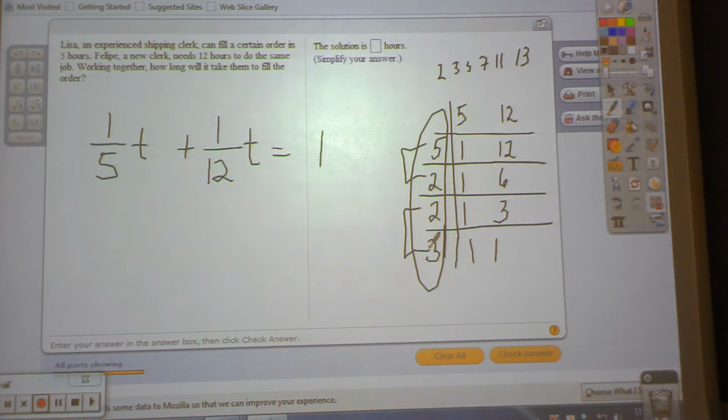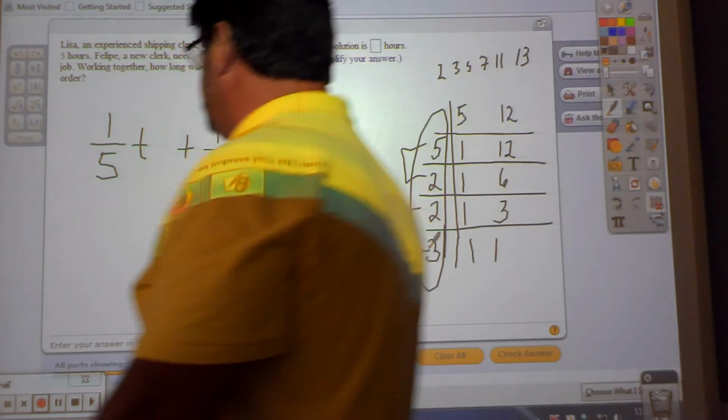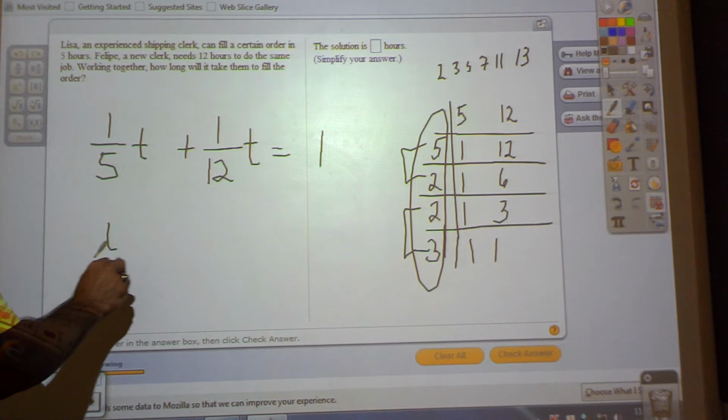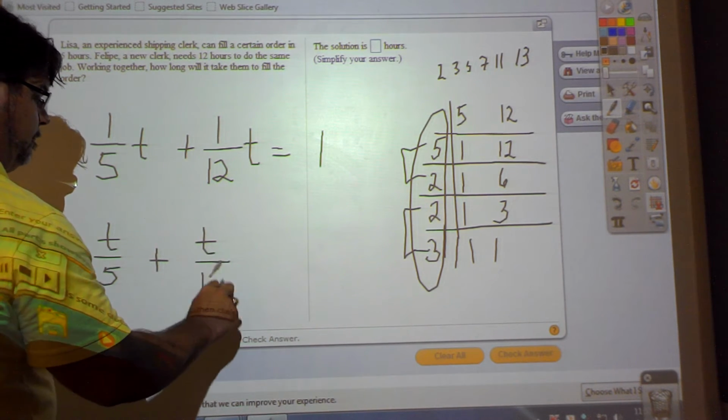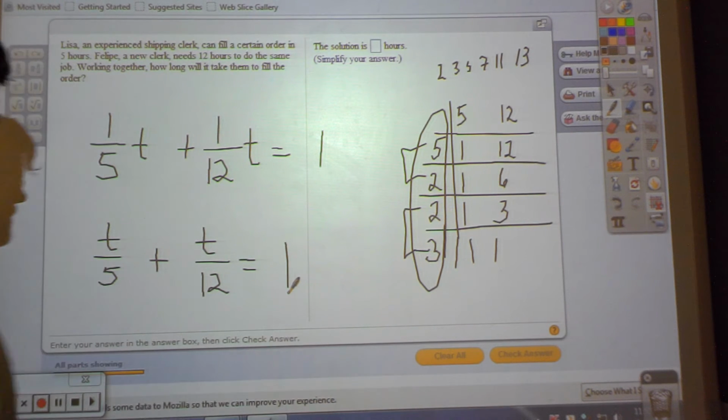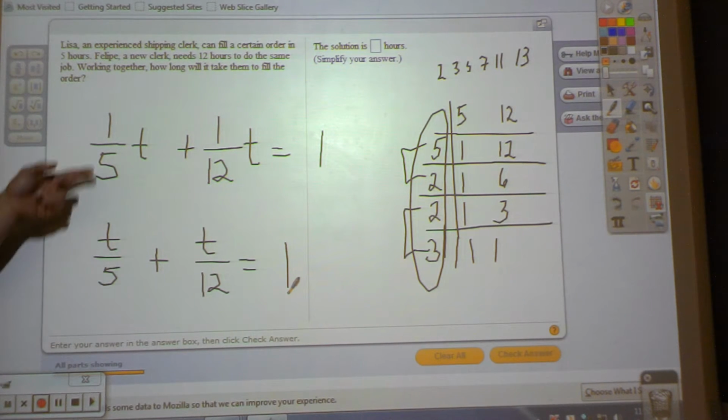Wouldn't it be 60T? Well, the T is on top. Actually, this is T over 5 plus T over 12 is equal to 1. This and this is the same thing. And now that you know how to clear the fraction, it should be a piece of cake to you.